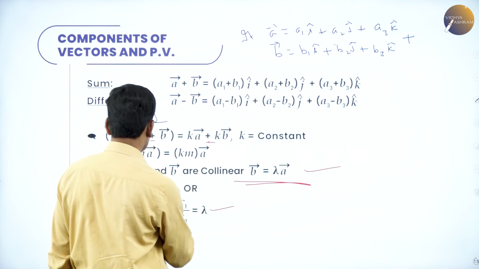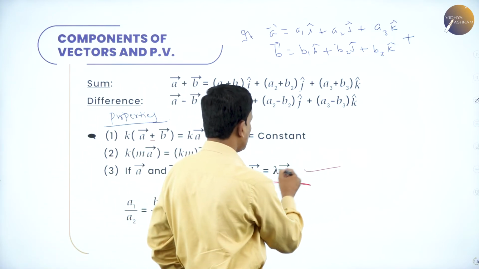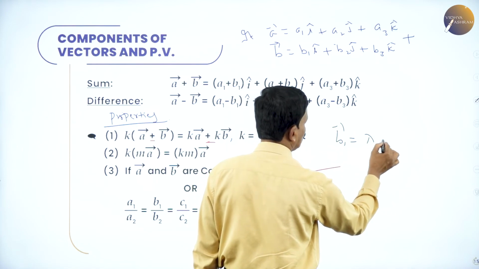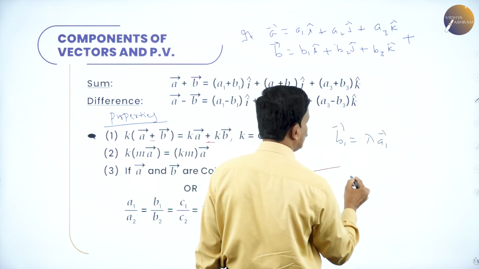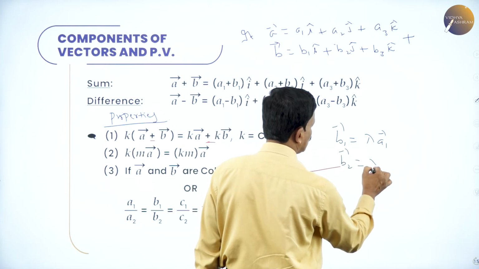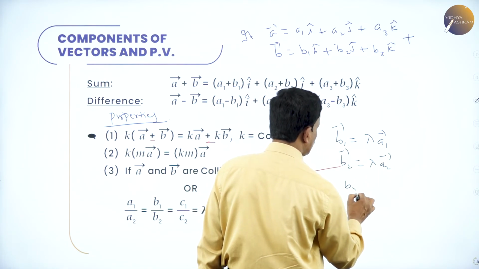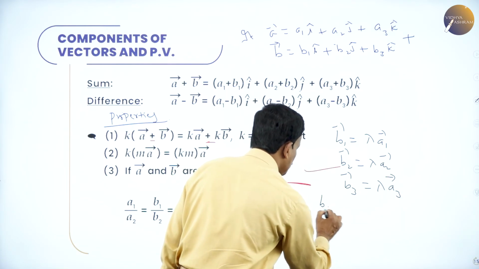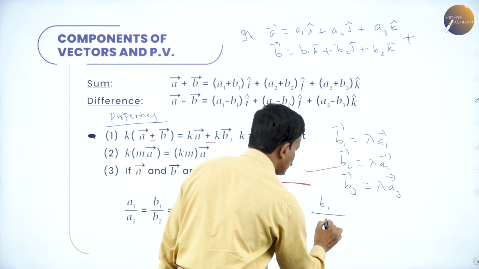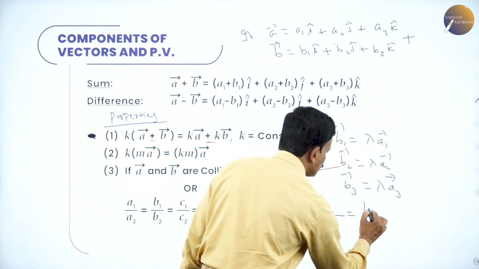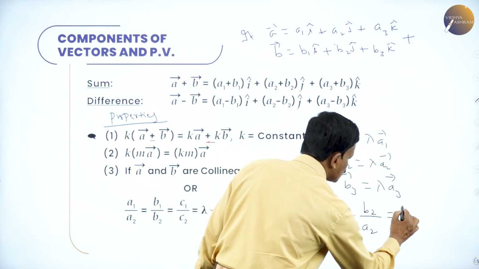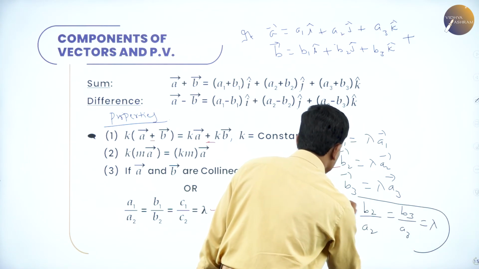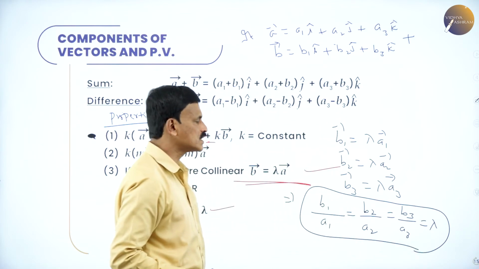That is, if B is equal to lambda into A, then for these two vectors I can write B1 is equal to lambda into A1, B2 is equal to lambda into A2, B3 is equal to lambda into A3. Then this implies B1 divided by A1 is equal to B2 by A2 is equal to B3 by A3 is equal to lambda. Then only you can say that these lines are collinear.